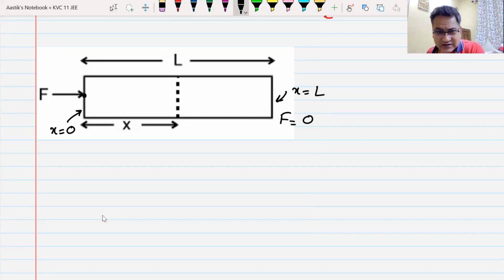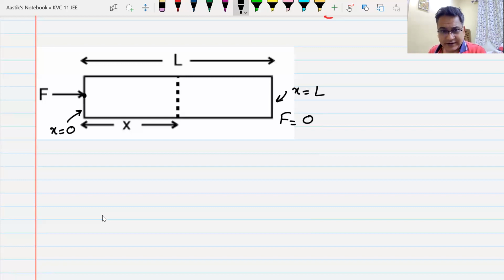This is the equation of a straight line actually. When x is 0, the value of force is F. When x is L, the value of force is 0. It's an equation of line with a negative slope. Do we understand what I'm talking? It varies steadily. So now you can write the equation without looking at this.